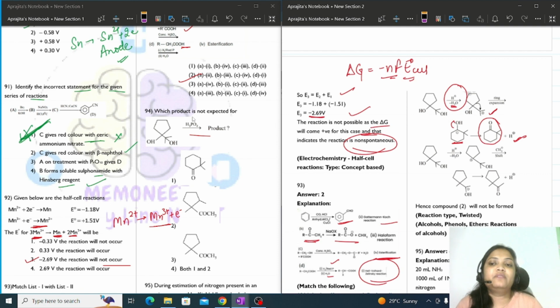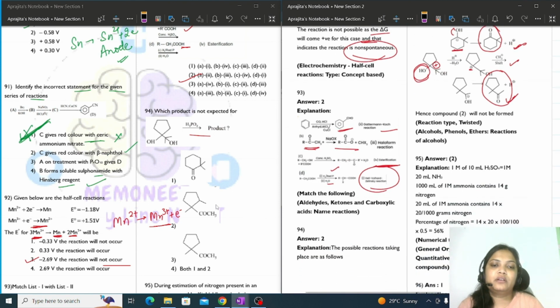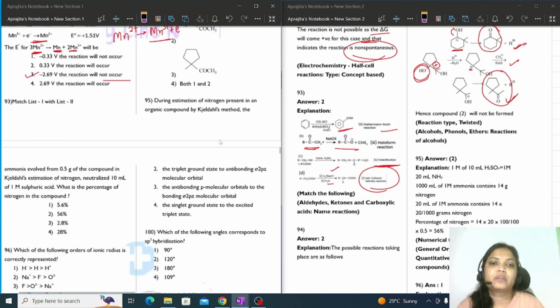So we have to tell which product is not expected. Now the next one is the carbocation. This OH is removed, so the carbocation is formed at this place. Now the methyl shift will happen, and after the methyl shift we get this product. So these two products can be there, and the second product is not formed in this case. So yes, the answer is option number 2.